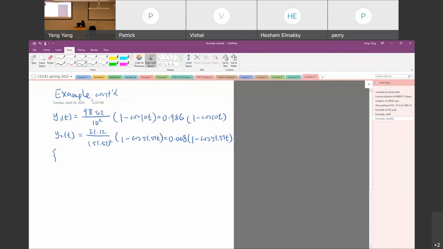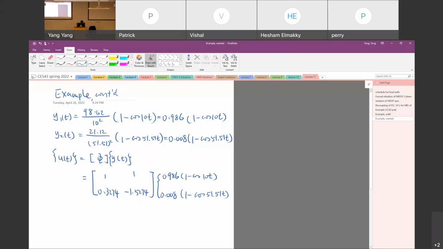So the total displacement should be equal to the eigenvector matrix times the modal responses.